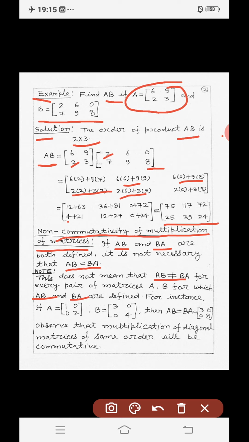For instance, if matrix A has elements 1, 0, 2, 0 and matrix B has elements 3, 0, 0, 4, then product of matrices AB equals product of matrices BA, and this is equal to 3, 0, 0, 8. Observe that multiplication of diagonal matrices of the same order will be commutative.